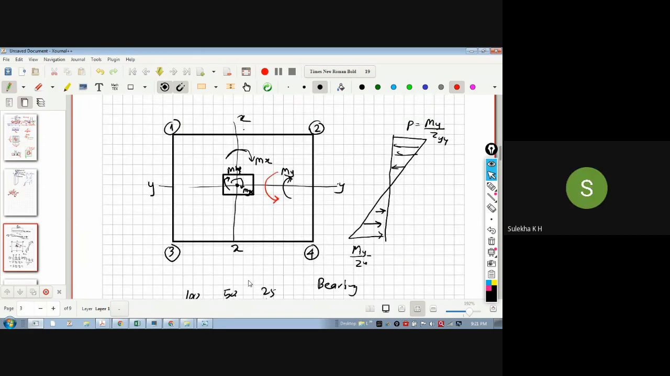That means if we get the moment value positive, then it will be clockwise in the foundation. I mean, in the column here. As per the right hand rule, we can say. Okay.